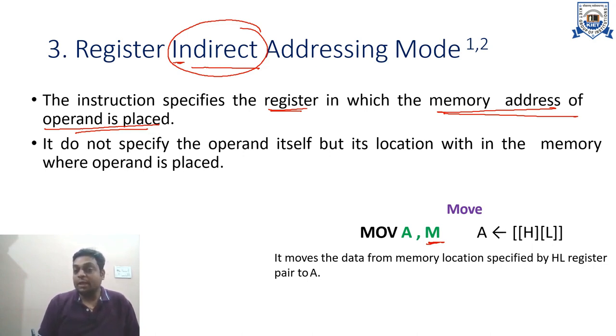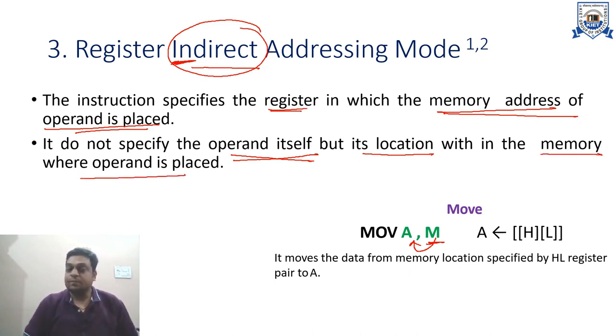So we can get the address and then the operand. First of all, we will get the address and after that we will get the operand. That's why it is known as indirect addressing mode. It does not specify the operand itself, but its location within the memory where the operand is placed.